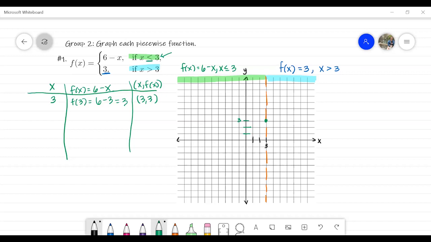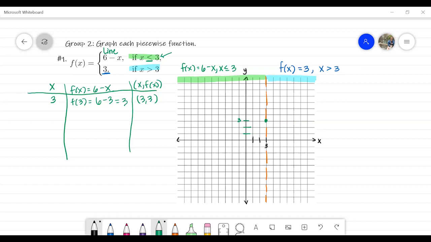Now, that one point on its own does not tell me a lot about this graph. So I need some other way of making sense of this. I will point out that this is a straight line, right? I know that because x has just the first degree. There are no extra powers attached to it, like x squared, x to the third.